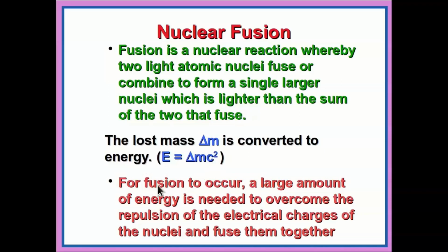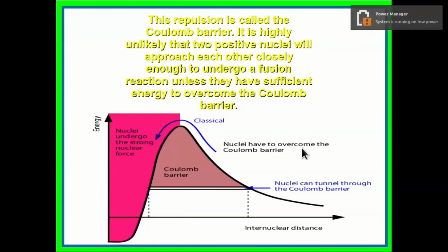In order that fusion occurs, a large amount of energy is needed to overcome the repulsion of the electric charges of the nuclei and fuse them together. So this is essentially concerned with the Coulomb barrier. This repulsion is called the Coulomb barrier. It is highly unlikely that the two positive nuclei will approach each other closely enough to undergo a fusion reaction unless they have sufficient energy to overcome the Coulomb barrier. So this fact we have already seen.